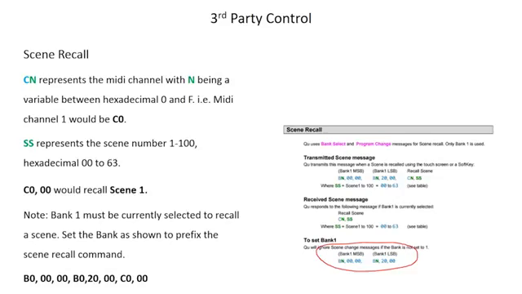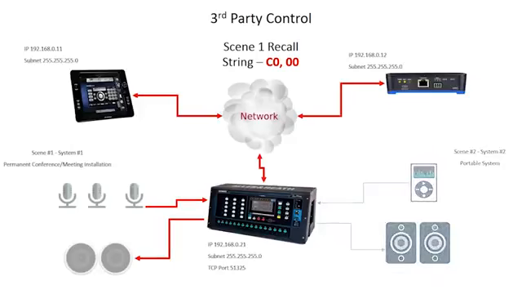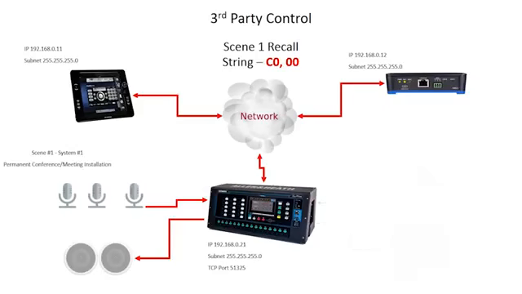So if we send the string C000 in the system, it will take away the portable system and just leave you with the permanently installed system. And likewise, in the evening, in comes the portable system. You fire off C001, and away goes the install system, and in comes the portable system.